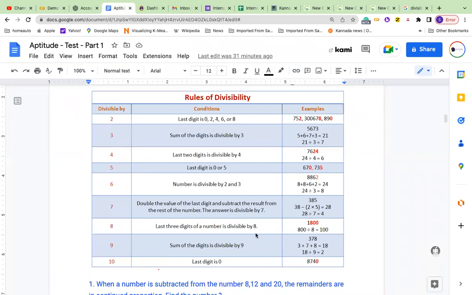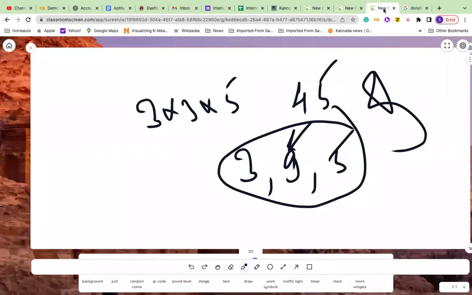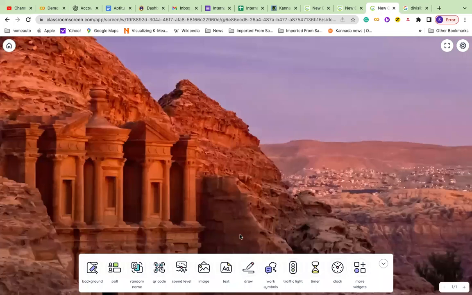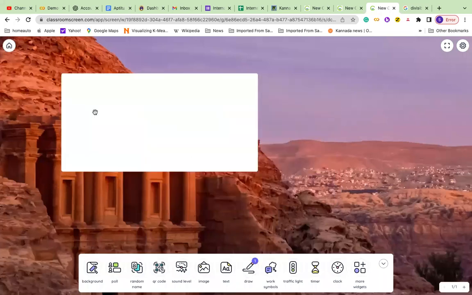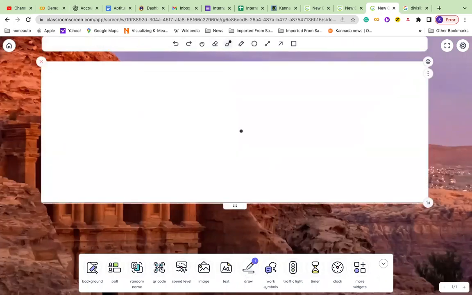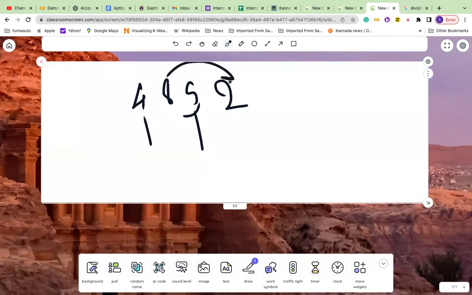No, sir. So 11, if I have to check 11, how should I check? There is one simplest method for 11. You take odd and even positions and subtract. For example, 4, 8, 9, 2. If I have to check with 11, this and this I should be adding. 4 plus 9 is 13, and 8 plus 2 is 10.